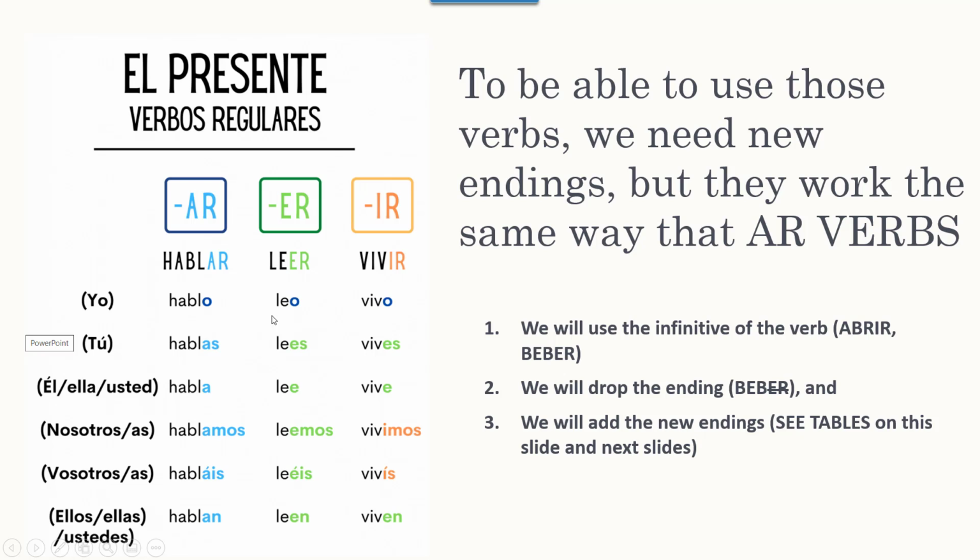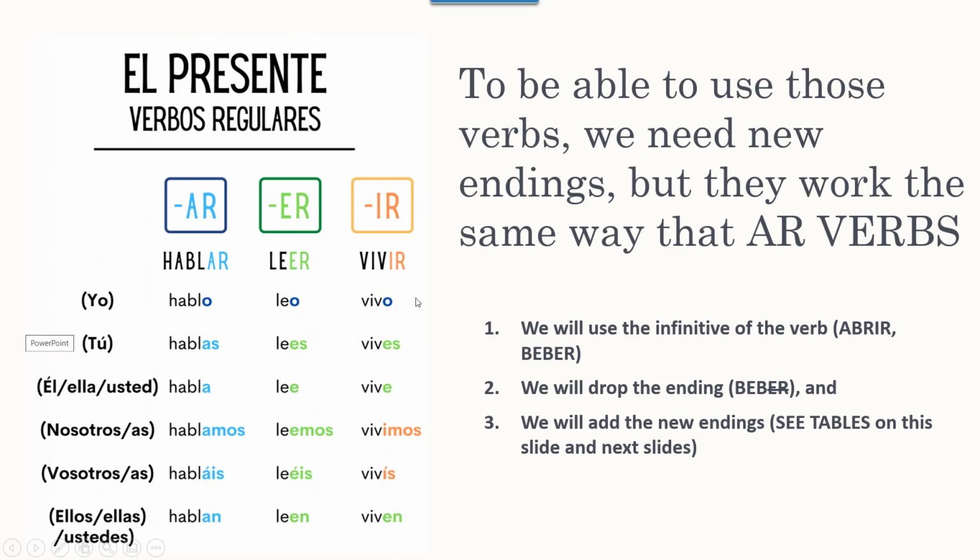So, you can see that the yo form is the same. You're going to always have an O at the beginning. And then if you pay attention, you will see that all of the endings for ER verbs are the exact same shape, the same exact way as the AR verbs, but just with E's. So instead of AS, it's going to be ES. Instead of A, it's going to be E. Instead of AMOS, it's going to be EMOS. AIS is going to be EIS. And AN is going to be EN. So, same, just with E's.